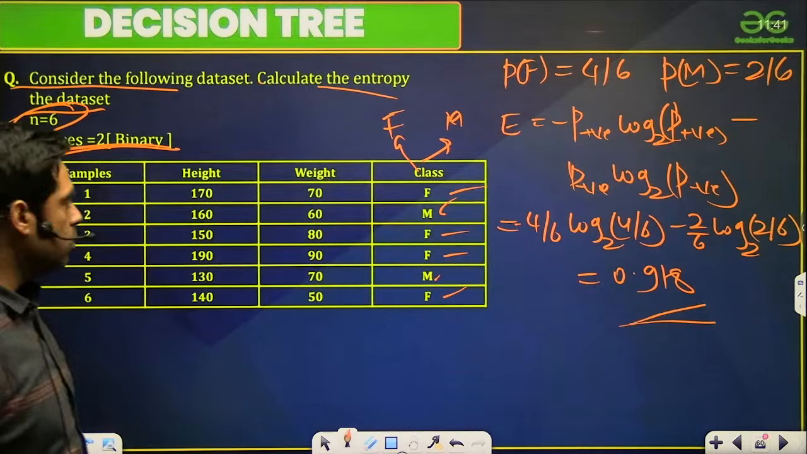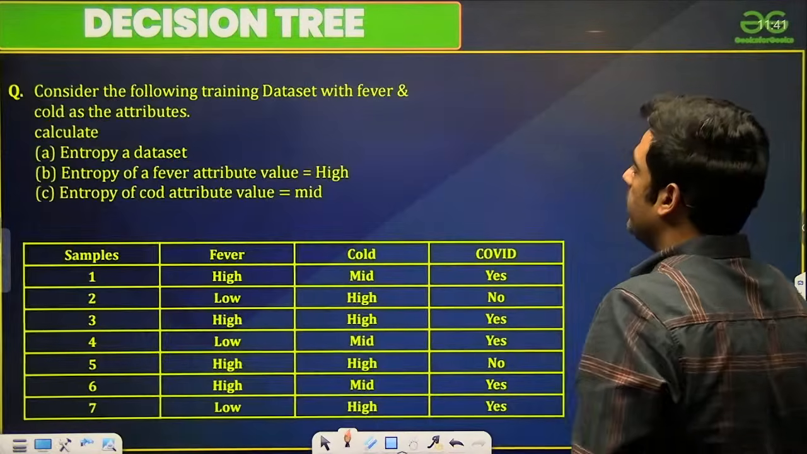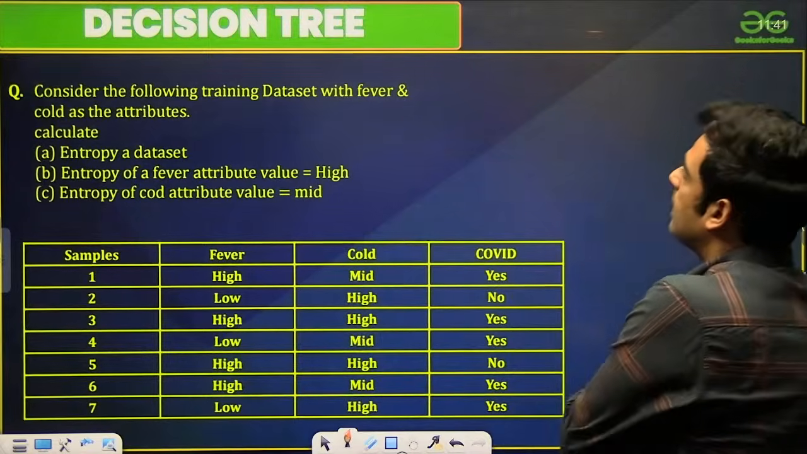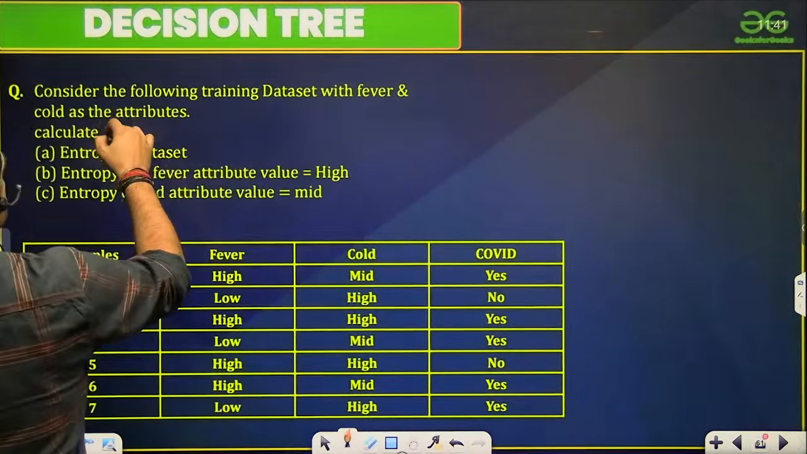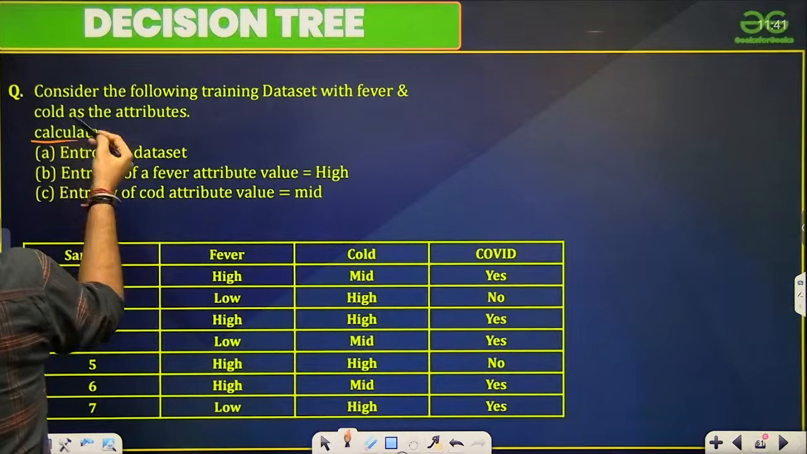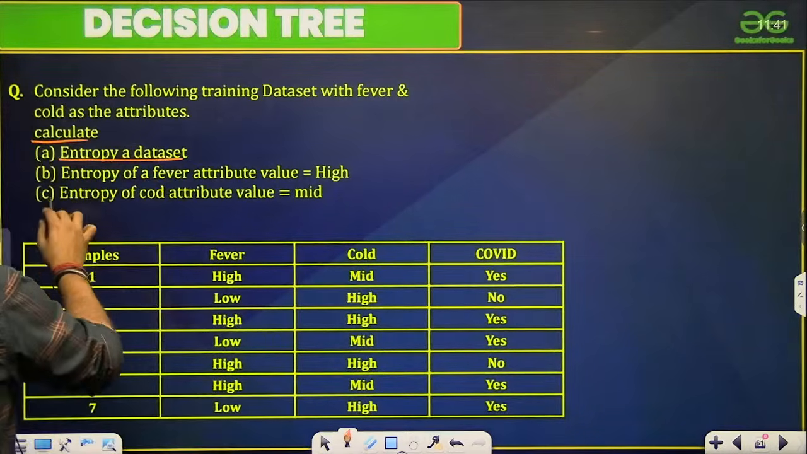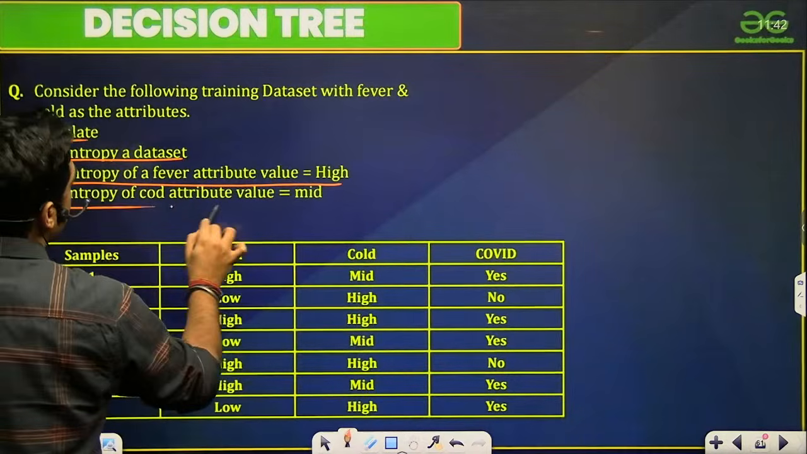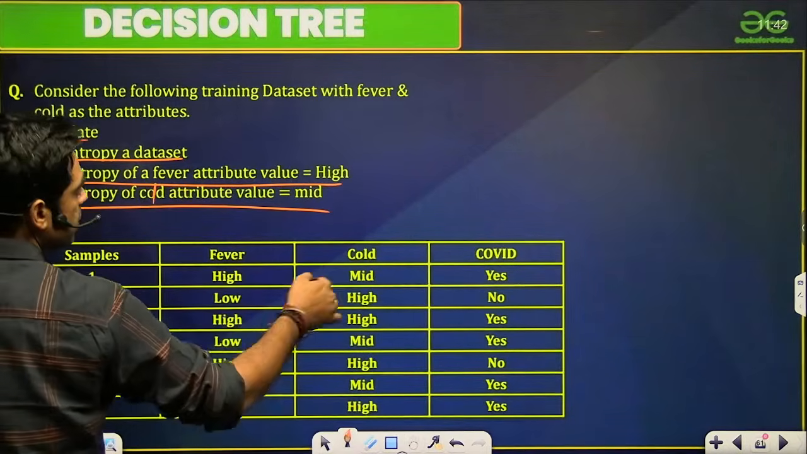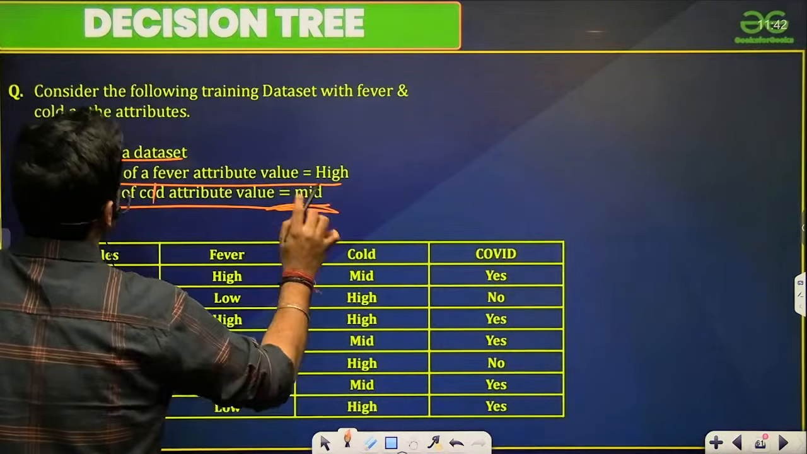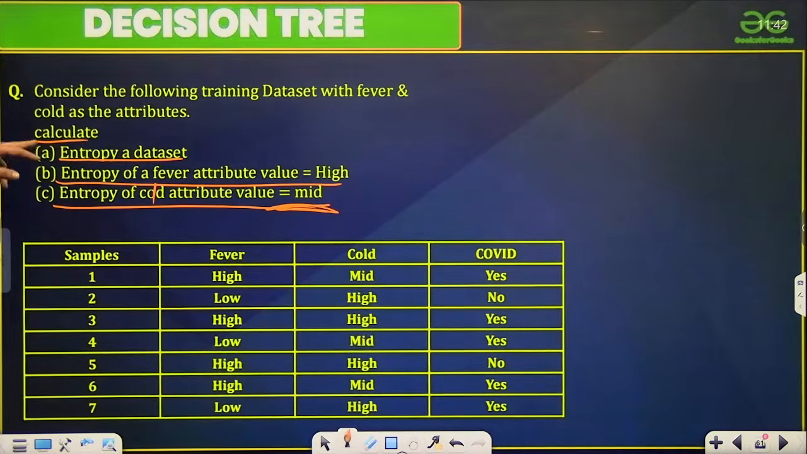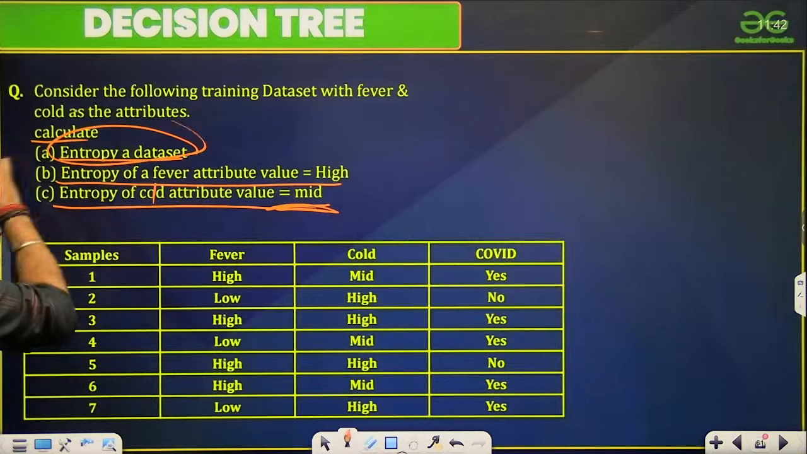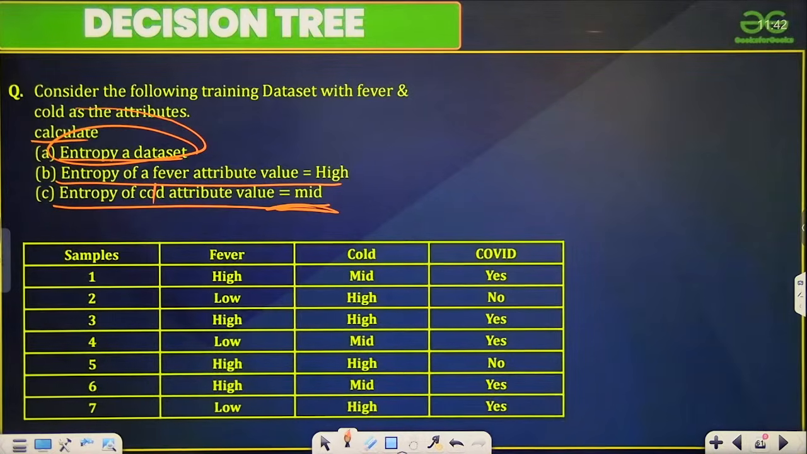Now the next question is that you have this data sample, and you have to calculate the entropy of the data set. Also the entropy of the fever attribute with value equal to high, and the entropy of the cold attribute with value equal to mid. So firstly calculate the entropy of the entire data set.